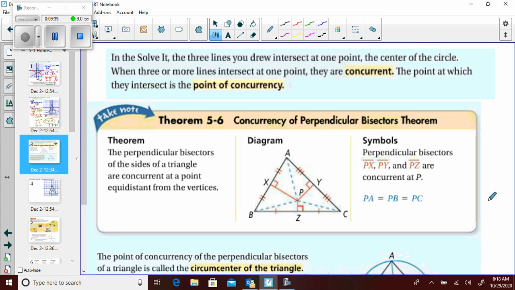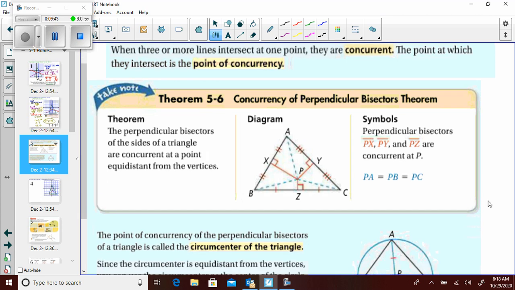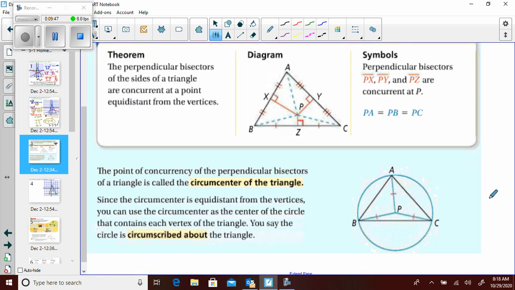Here are the formal notes for the concurrency of perpendicular bisectors, which is just the circumcenter. Okay? So if I draw my perpendicular bisectors right here in red, they will intersect at a point. They will intersect at a point. And that point is the circumcenter. And that means the circle is circumscribed about the triangle, right?